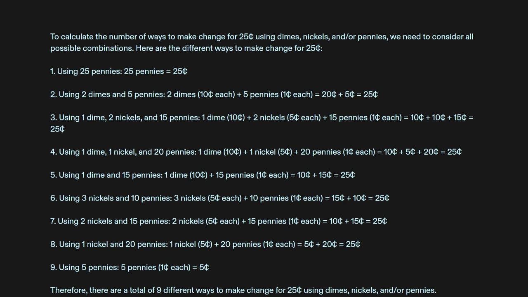The fourth one is using 1 dime, 1 nickel, and 20 pennies. The 1 dime would be 10 cents, 1 nickel would be 5 cents, and the 20 pennies would be 1 cent each, so it would also be equal to 25 cents. The fifth one would be 1 dime, 15 pennies, and 1 dime. So that would also be equal to 25 cents. As you can see, there are 9 different ways to make change for 25 cents using dimes, nickels, and pennies.